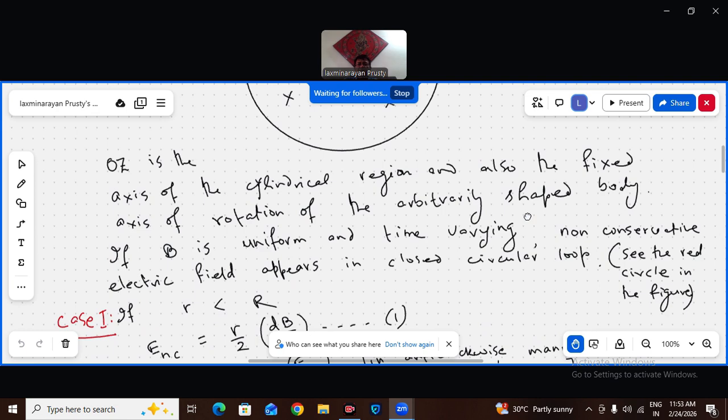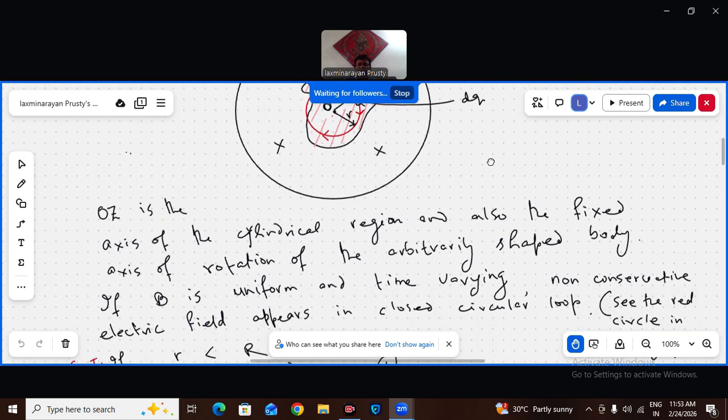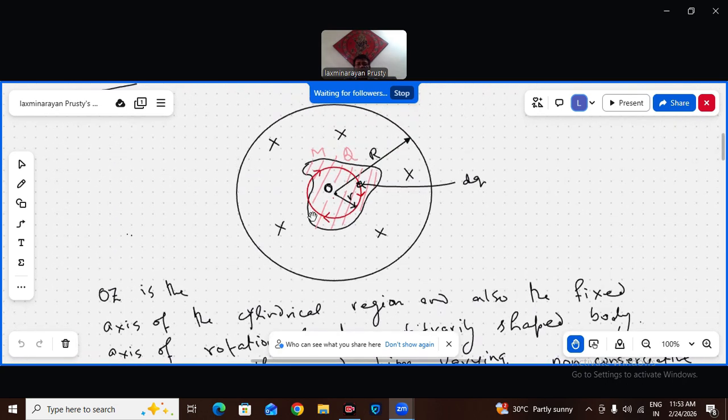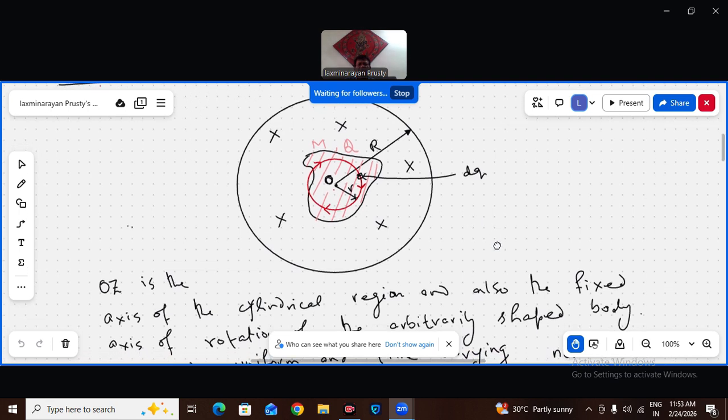If B is uniform and is time varying, a non-conservative electric field appears in closed circular loops. This one such closed loop electric field I am showing. If the uniform B changes, or even if it's not uniform but is symmetric about the axis, though not uniform over the area, then also the closed loop electric fields will appear. And uniform field is a special case of symmetric field.